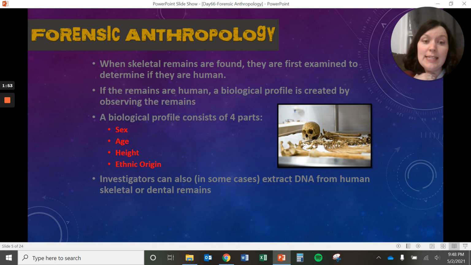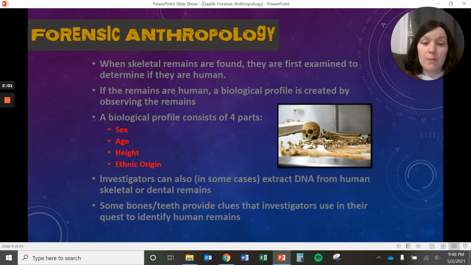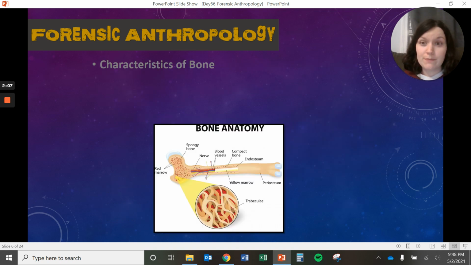Okay, so in some cases, we can also extract DNA from the human skeletal or dental remains that we can then run to see if we can get DNA evidence. And some bones or teeth can provide clues that investigators use to identify the human remains.